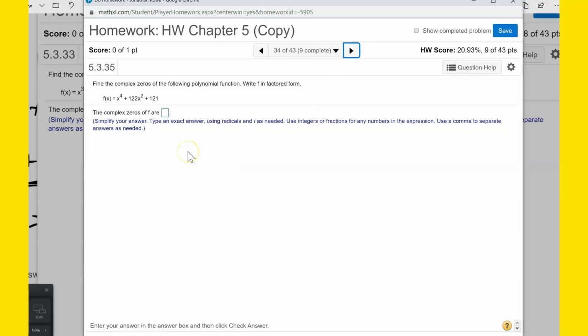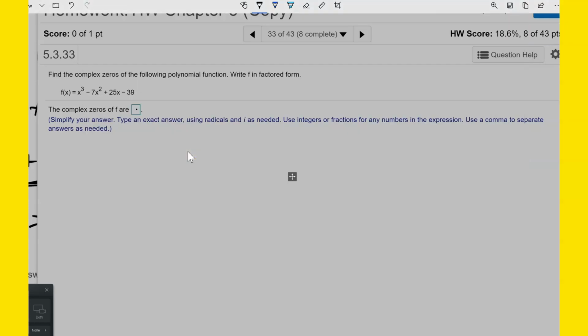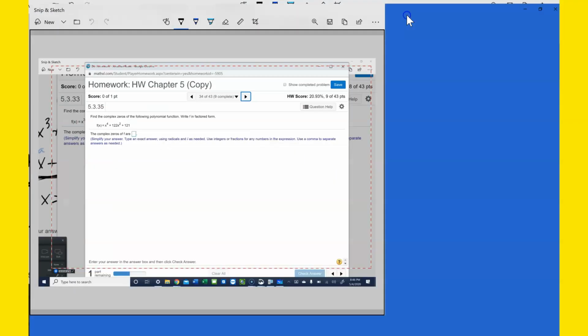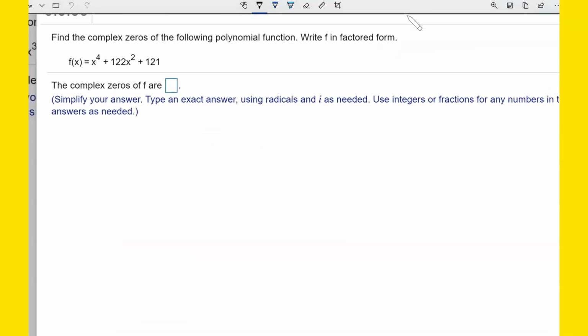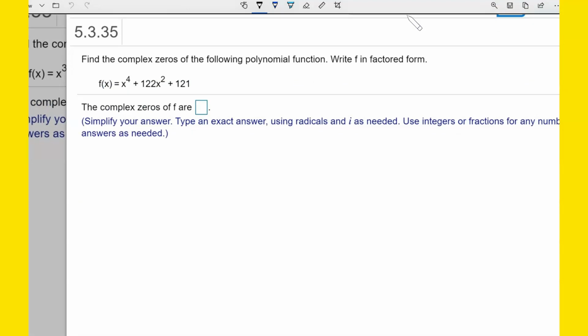This one I would do by factoring because I can. I prefer to factor if possible, and this one is definitely possible to do by factoring. I'm going to factor it like this. These two terms have to multiply to get x to the 4th, so that's going to be x squared and x squared. And these two terms have to multiply to get 121 and add to get 122, so that's going to be plus 121 and plus 1.